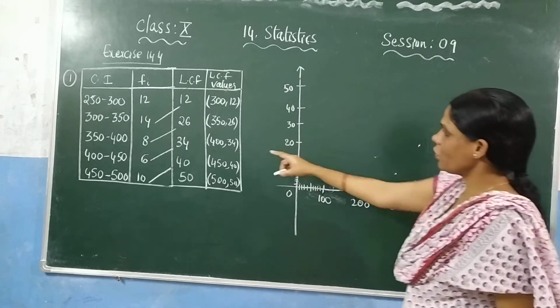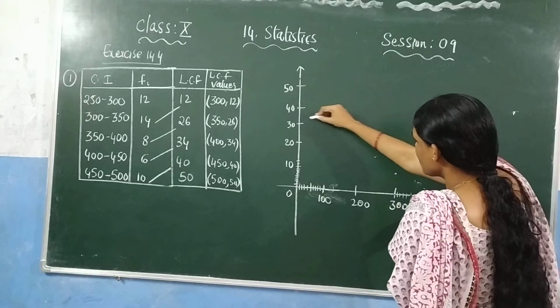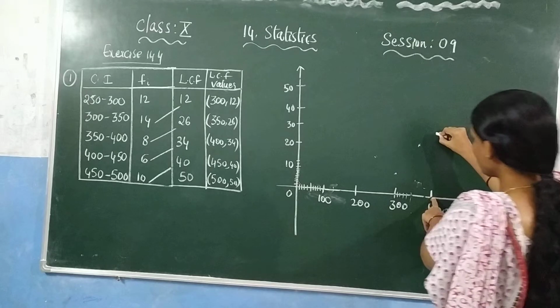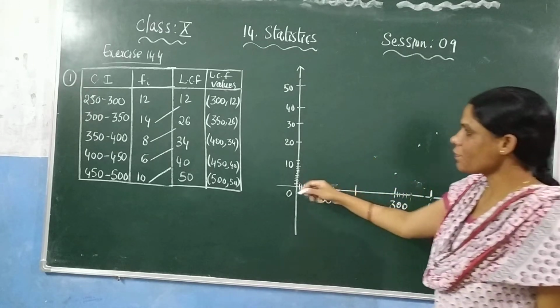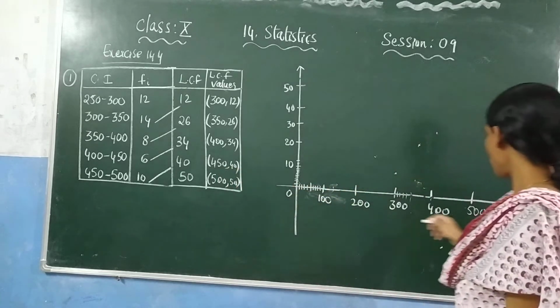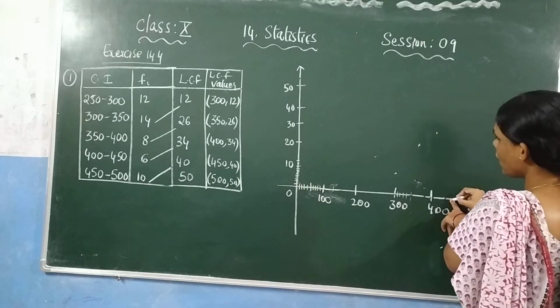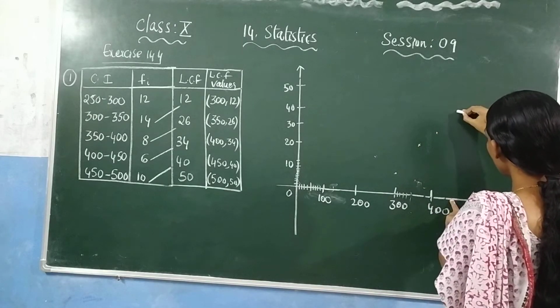And after that 434. This is 400. And where is 434? You will get it here, right? Just take the intersection point. This is the X and this is the Y. And after that 450 and 40. Where is 450? Somewhere around here you will get 450 and 40. So this is 40, right? So 40 and 450.